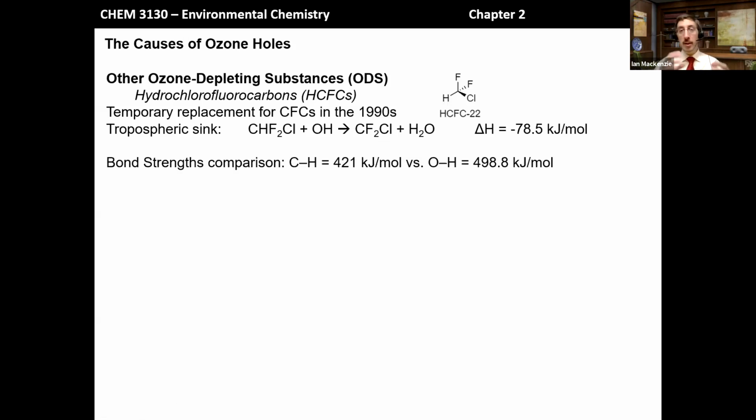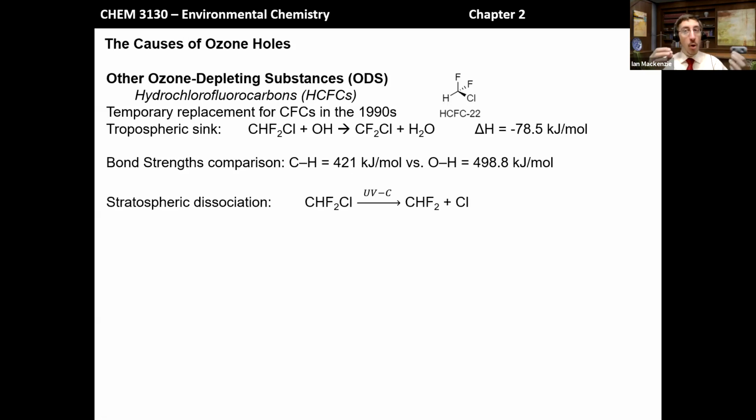Now, we can look at this reaction here not only using heat of formation data to calculate the overall enthalpy of reaction as I've done, but also just by comparing some bond strengths. So on the left side here, the CH bond is about 421 kilojoules per mole, whereas the OH bond is stronger, close to 500 kilojoules per mole. And so this reaction should be favorable. We're going from a weaker bond to a stronger bond, so that's a favorable process.